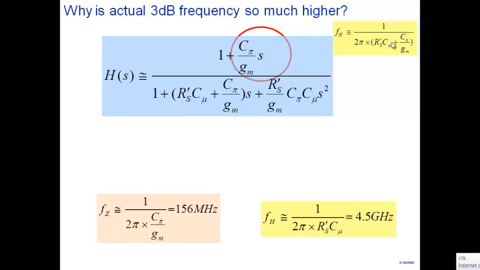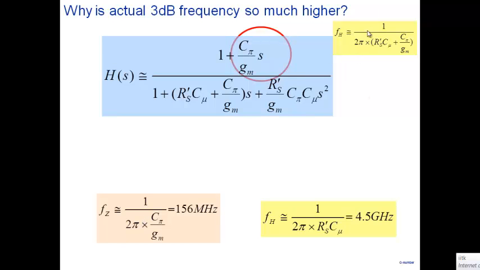So FP1 is what we have written here, the dominant pole approximation. It is this particular term here. The non-dominant pole, which we can extract from here, is this value here. And the 0 that you see here, C pi by gm, is this value here. Fz is 1 over 2 pi, C pi by gm, 156 megahertz. So we are still making a dominant pole approximation. Of course, I can factorize this and get the accurate value of the first pole and the second pole. But assuming still a dominant pole approximation, the first pole is here, the second pole is here, and the 0 is over here.